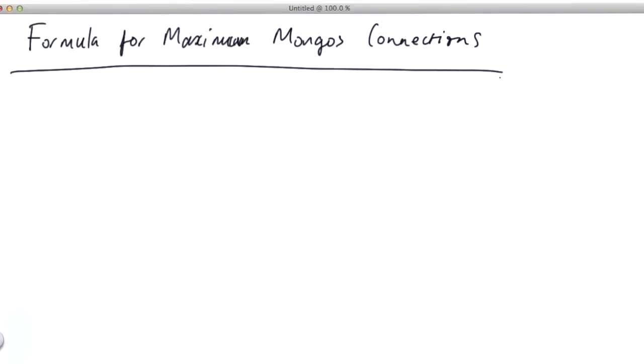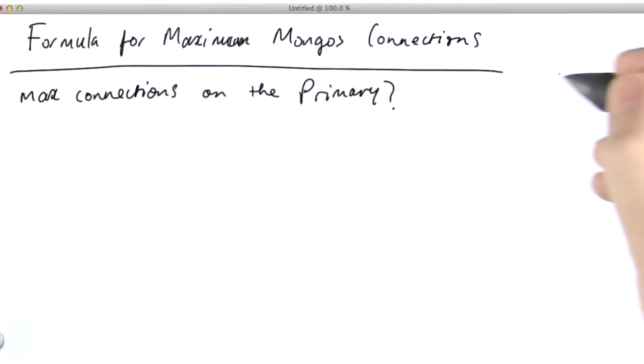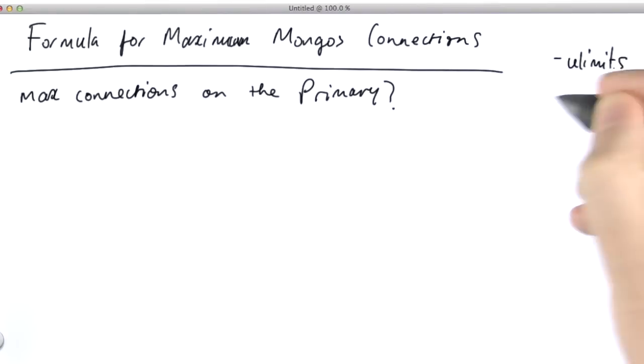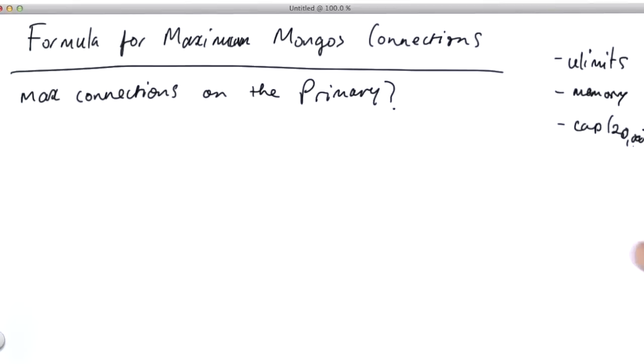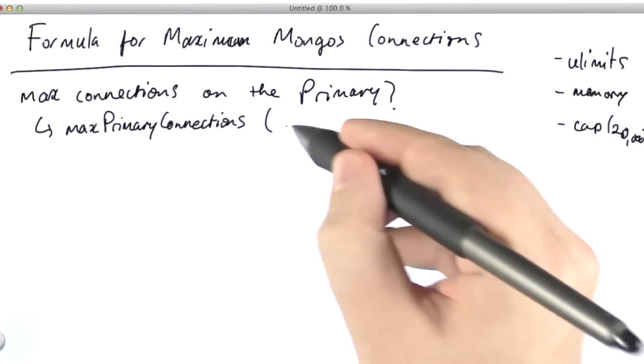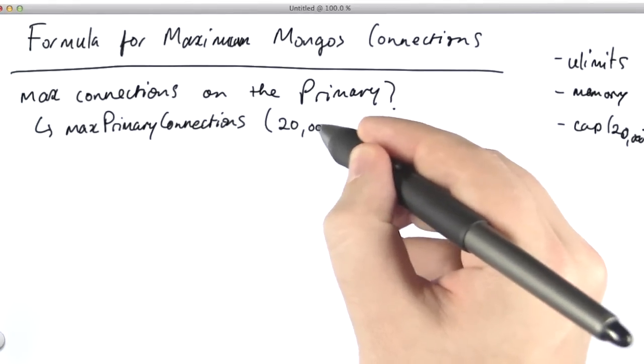The first thing that you need to ascertain is, what are your variables? What are the max connections actually available on the primaries in this case? Now, as I said previously, this can be limited by ulimits. It can be limited by the amount of memory that you want to allocate to connections, 1 meg per connection, remember. Or it can simply be the hard-coded cap, which is 20,000. So those are sort of the three ways that you're going to limit it. You have to determine what that max is, so get the max, and the absolute maximum is 20,000.